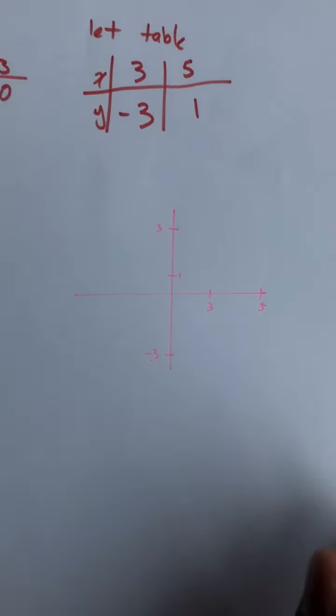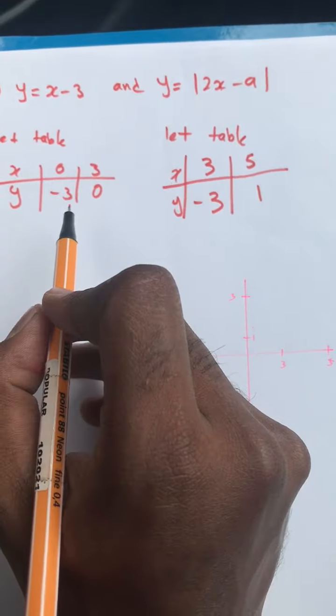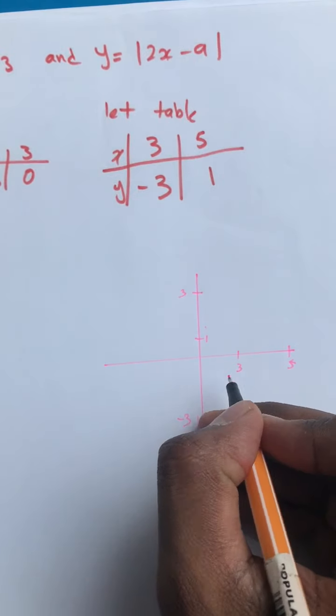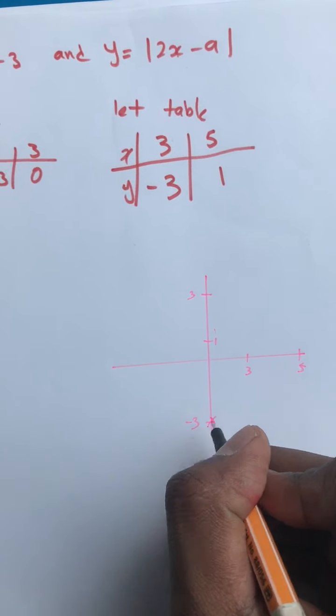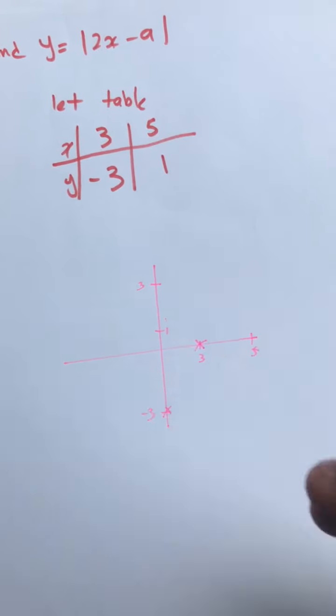Okay, so I already plotted all. I hope you can see the graph. I'm gonna plot this graph first. x 0, y -3. So this is the graph here, and then x 3, y 0. So this is the graph here. So I'm going to draw this graph.